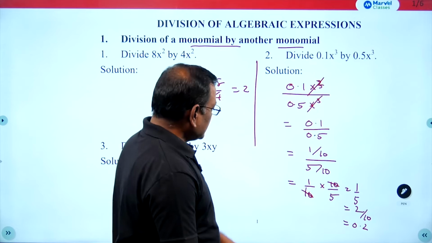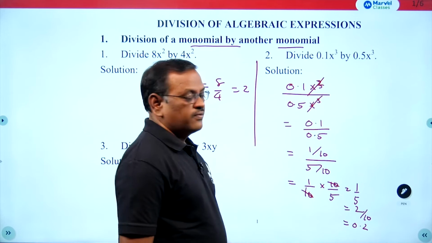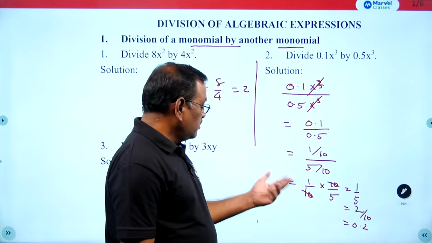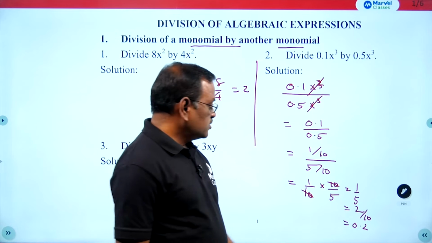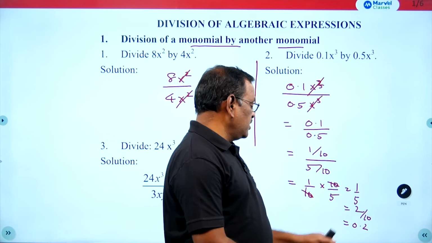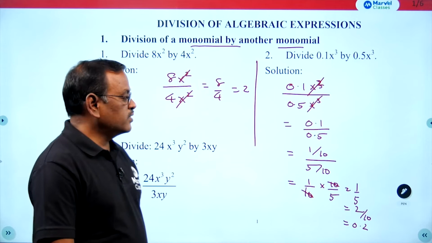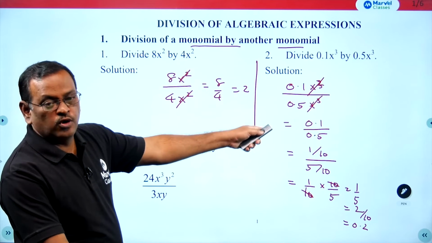First cancel the variable, then only the decimal is there. Change into fractions and cancel the common factor. Again the final fraction is 1 by 5. If you want to convert into decimal, change the denominator into a power of 10. So multiply and divide by 2. If you multiply and divide by 2, 2 by 10, that is equal to 0.2. Okay. So this is another simple example for monomial by monomial.